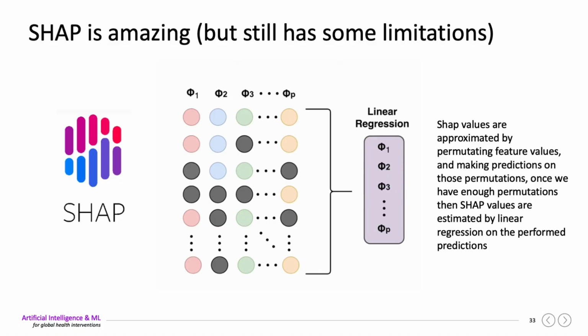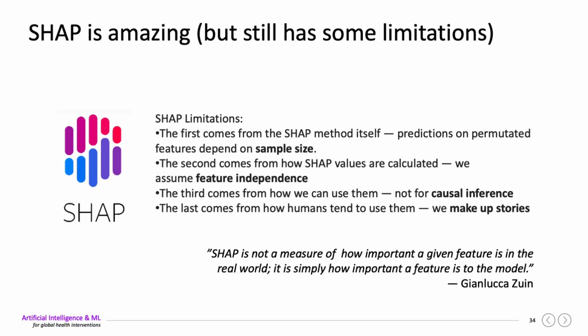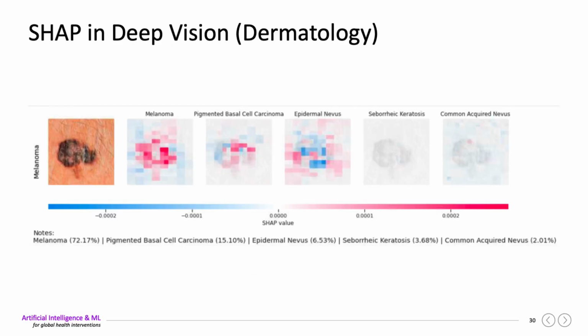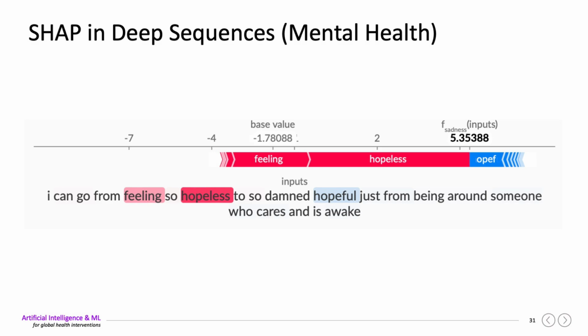SHAP is powerful, but keep in mind its limitations. It assumes feature independence. It is not causal inference. It explains model predictions, not real-world importance. Humans often overinterpret SHAP plots, making up causal stories that the math doesn't support. In healthcare, SHAP is increasingly applied to clinical decision support, for example, explaining which biomarkers drive predictions in dermatology, endocrinology, or mental health models.